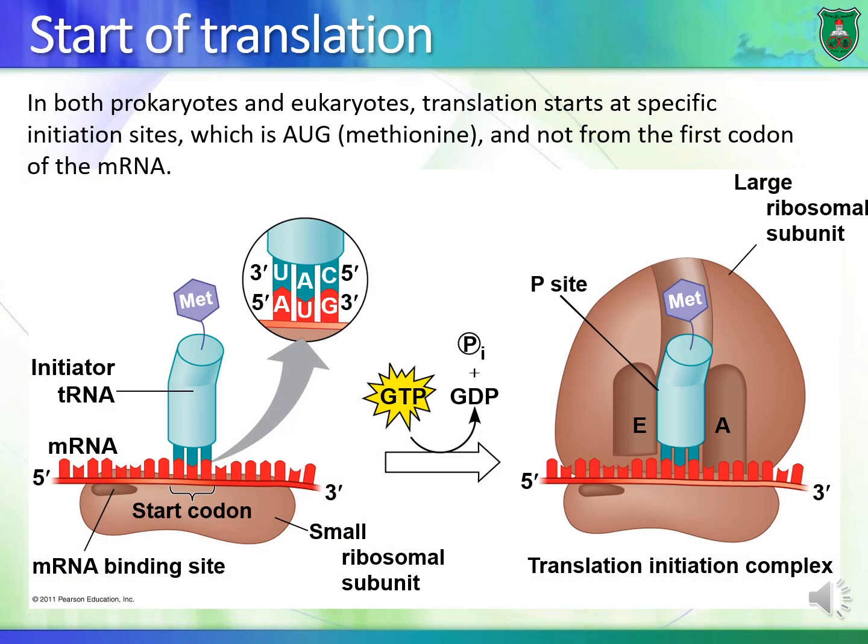So translation starts at a specific site, which is AUG. As I said before, it encodes methionine. Now, translation does not start at the very first codon of messenger RNA molecules. No, it starts at an AUG that comes right after the 5' end.